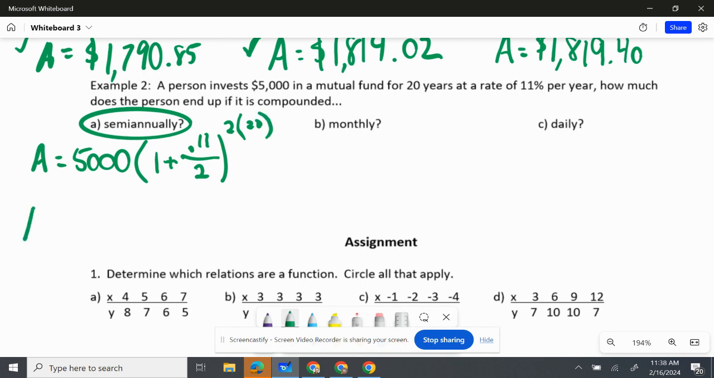We should expect a lot more money because it's a larger investment, for a longer amount of time, and for a larger rate. In this case, what we get is $42,566.54.